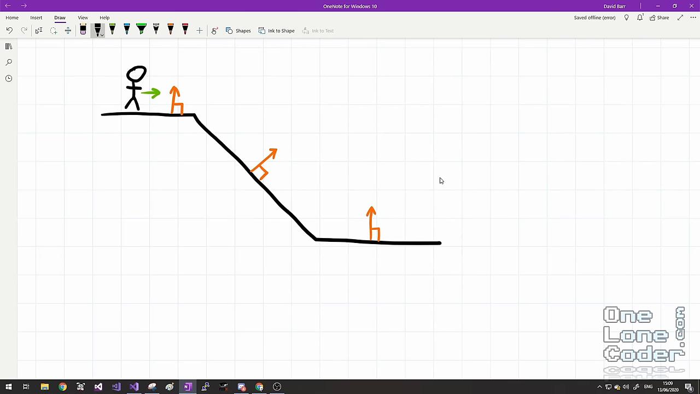Here we can see that they are 90 degrees to each other, so the dot product is going to be 0. And the same applies down here. But as the character gets onto the hill, the direction vectors become far more similar. They tend towards 1. So I could use this number to influence the speed of my character. As it's going down the hill, it's traveling faster.